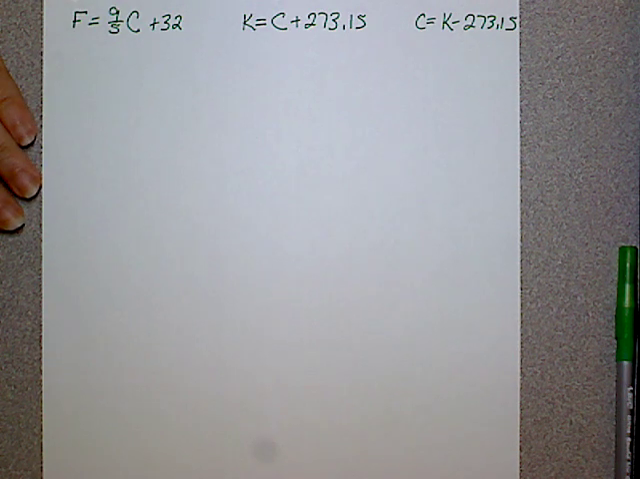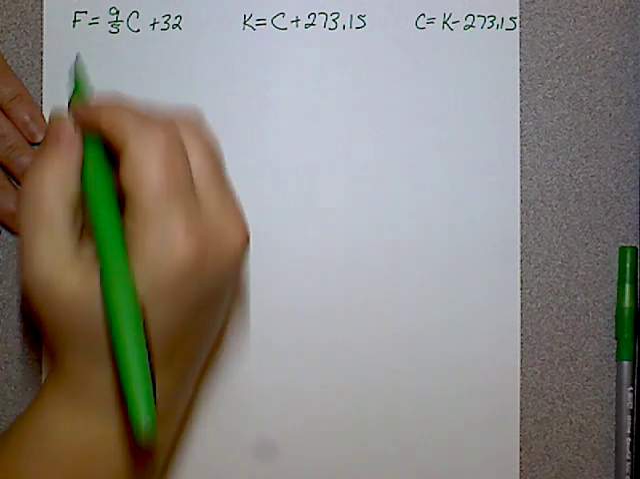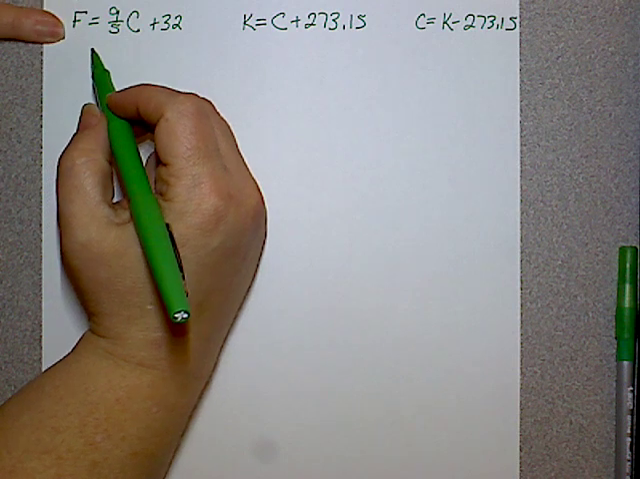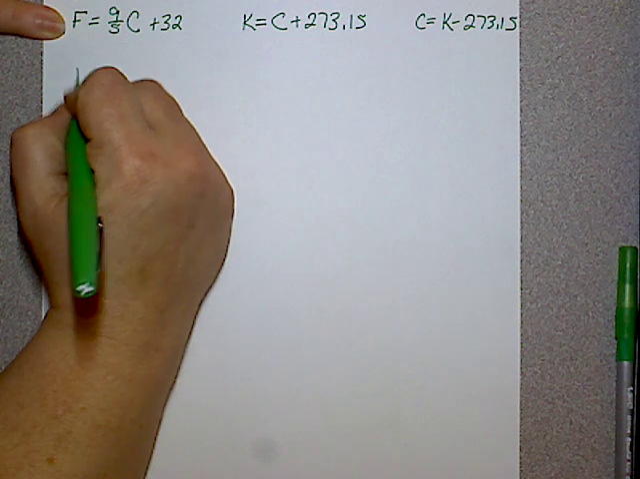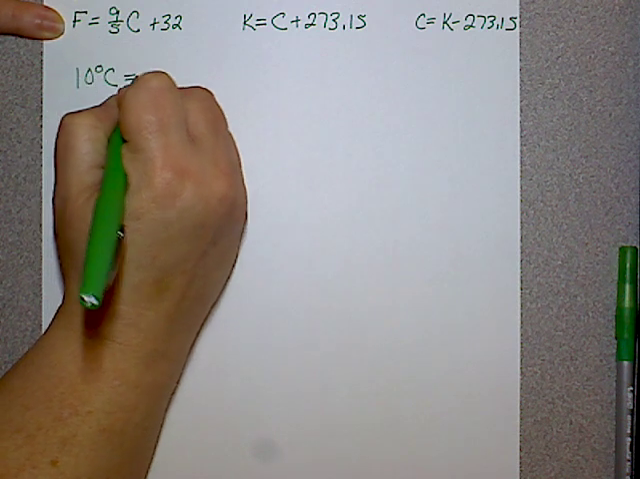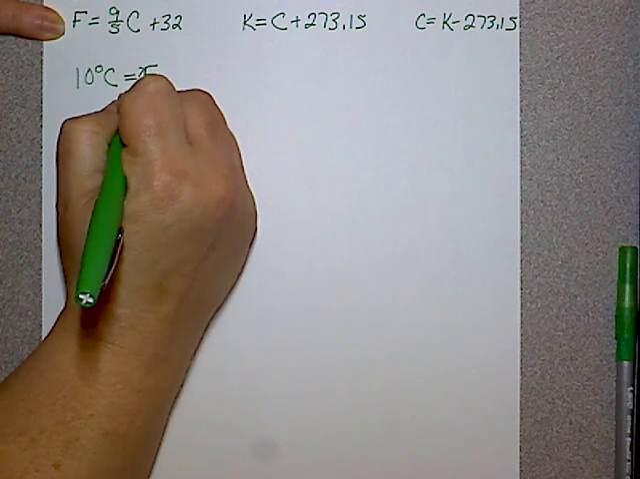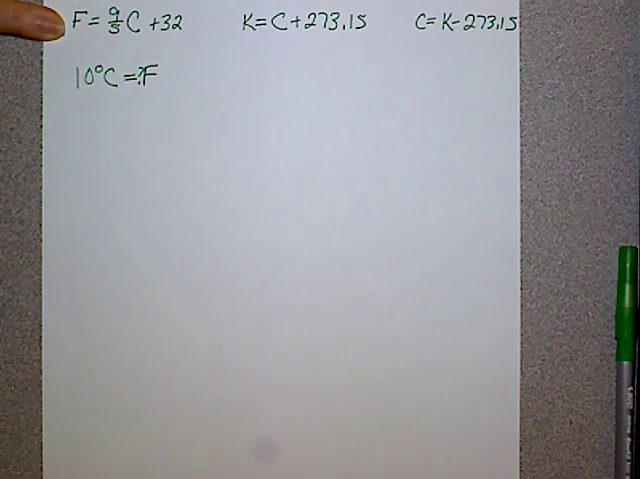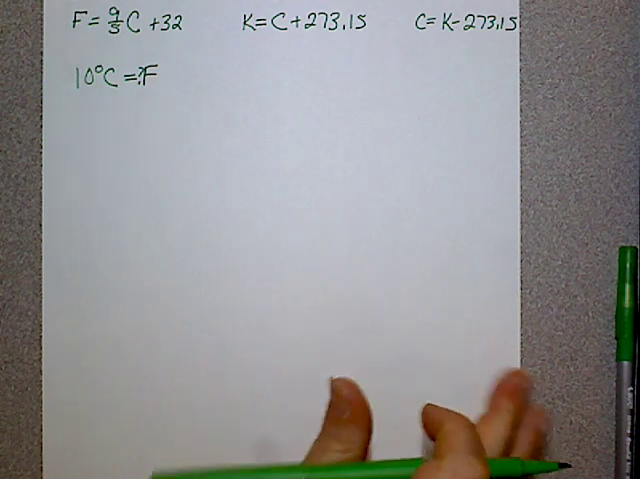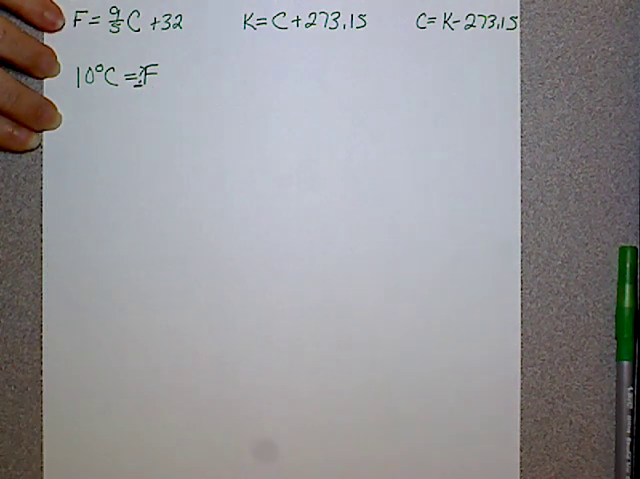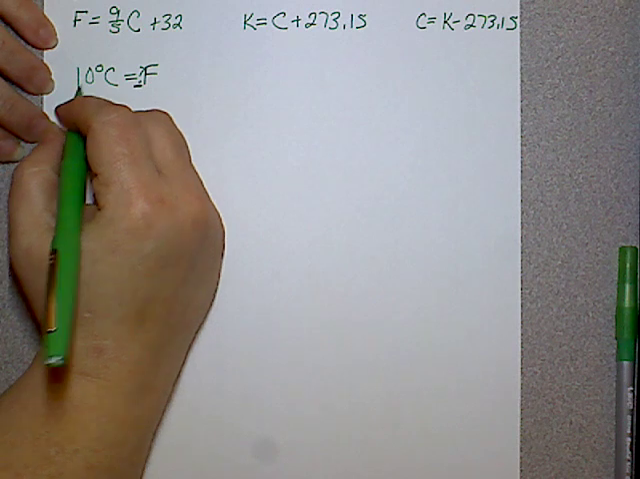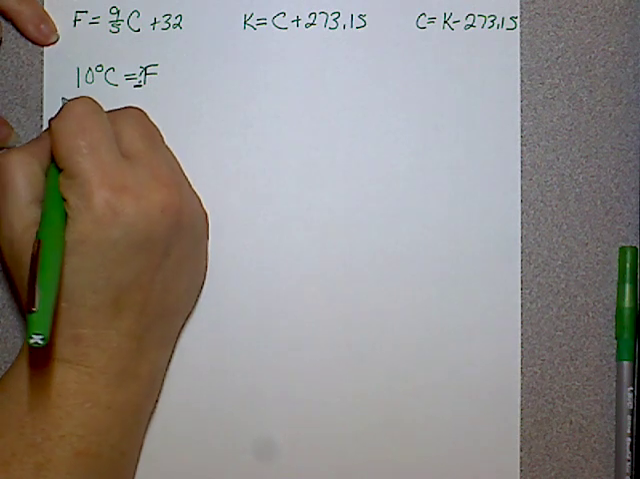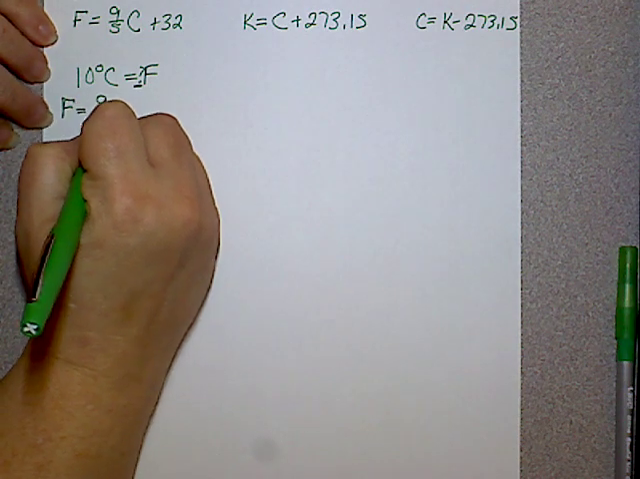We're going to do a couple of examples today. All of these are basically plug and chug problems. So let's start with getting Fahrenheit from Celsius. So if we're given 10 degrees Celsius and we're trying to get a Fahrenheit temperature, okay? I'm going to try and write a little bigger. So first step is to write down our equation.